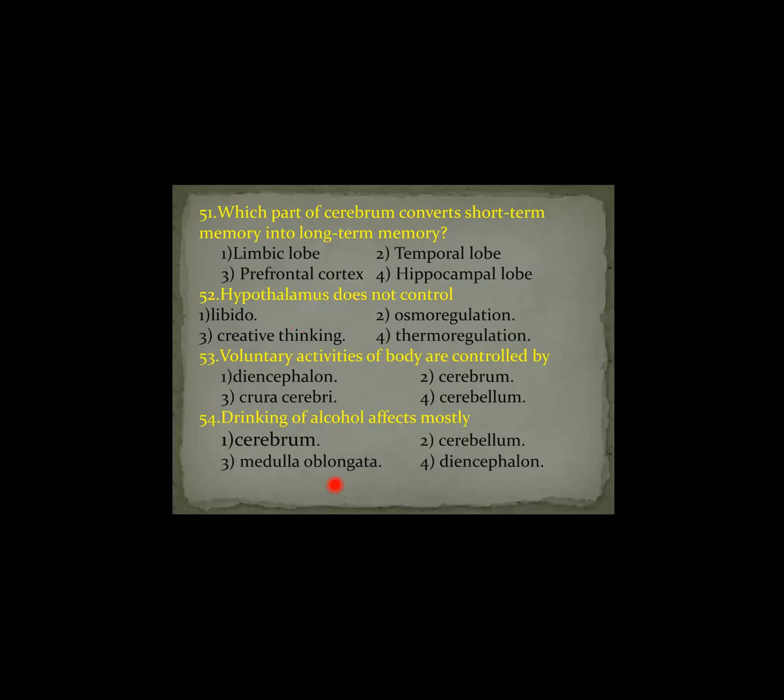Let us move on to the next question. Question number 51. Which part of the cerebrum converts short-term memory into long-term memory? That means you can remember your parents' names lifelong. That memory has been converted into long-term.